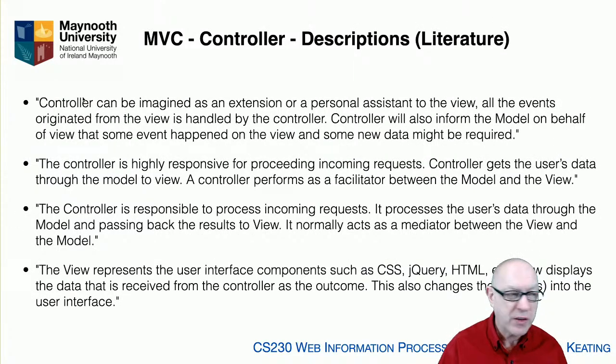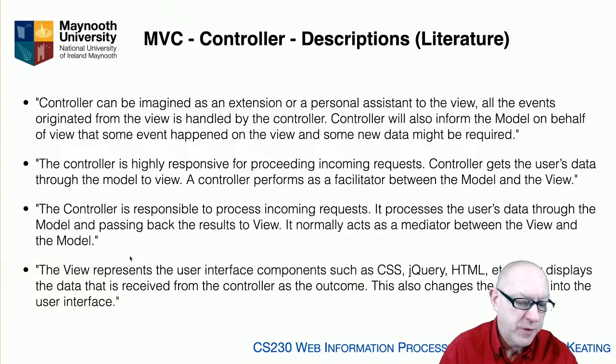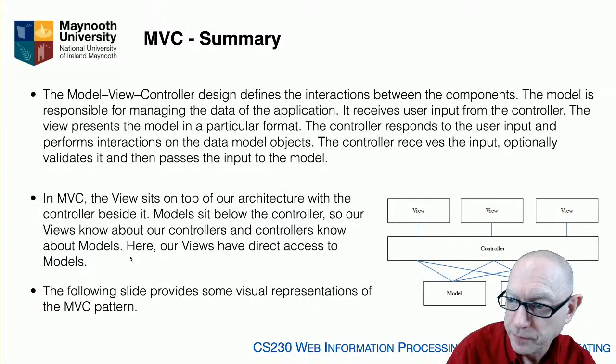And finally, of course, and unsurprisingly, the controller. So the controller is highly responsible for processing incoming requests, and the controller gets the user data through the model to view. And the controller performs as a facilitator, if you like, between the model and the view. Remember, the view is the user interface components such as CSS, HTML, etc., and it displays the data that's received from the controller as the outcome. As I say, these are all just individual descriptions from different literature you'll find online and elsewhere.